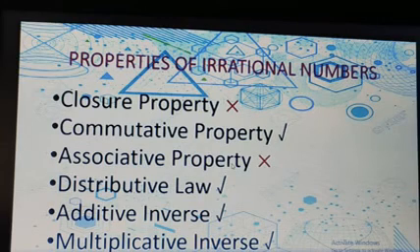Additive inverse is available for any irrational number. Let's say root 3, so the additive inverse of root 3 will be minus root 3. Multiplicative inverse is also available, that is, if we take root 3, the multiplicative inverse will be 1 upon root 3. In case of additive inverse, when we add these two numbers, that is root 3 and minus root 3, the answer will become 0.